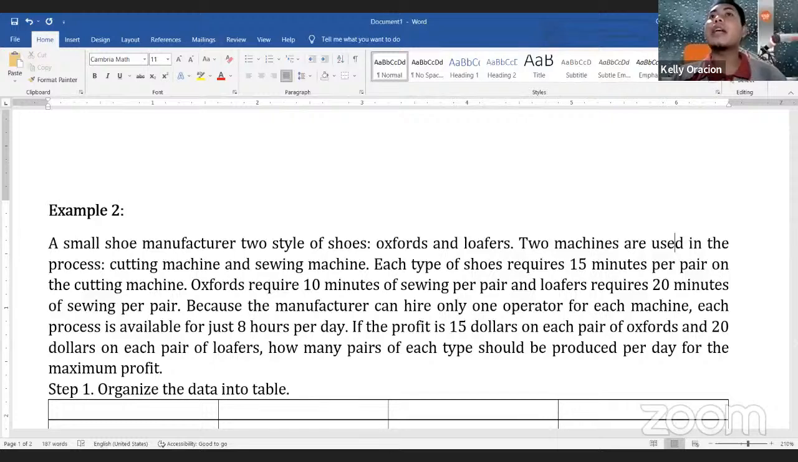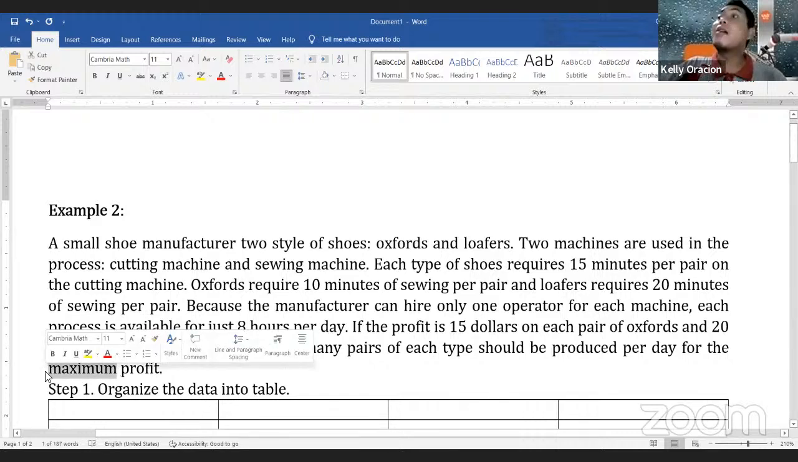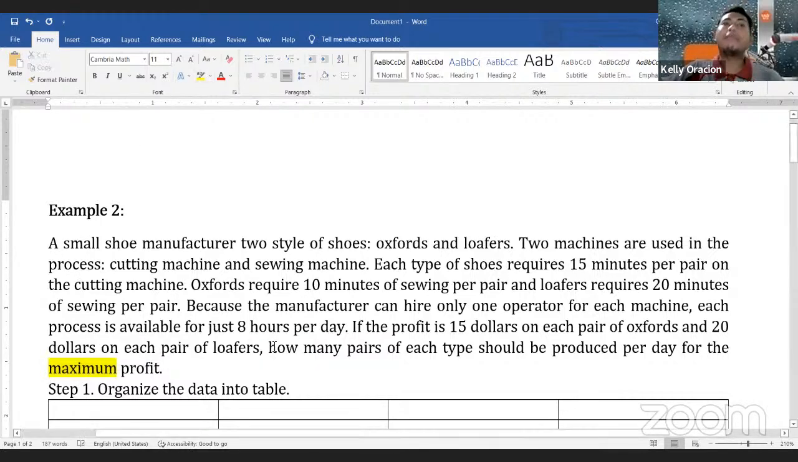Because the manufacturer can hire only one operator for each machine, each process is available for just 8 hours per day. If the profit is $15 on each pair of Oxfords and $20 on each pair of loafers, how many pairs of each type should be produced per day for the maximum profit? Take note, maximum. The clue here is maximum. So this is maximization. Let's highlight the word maximum.